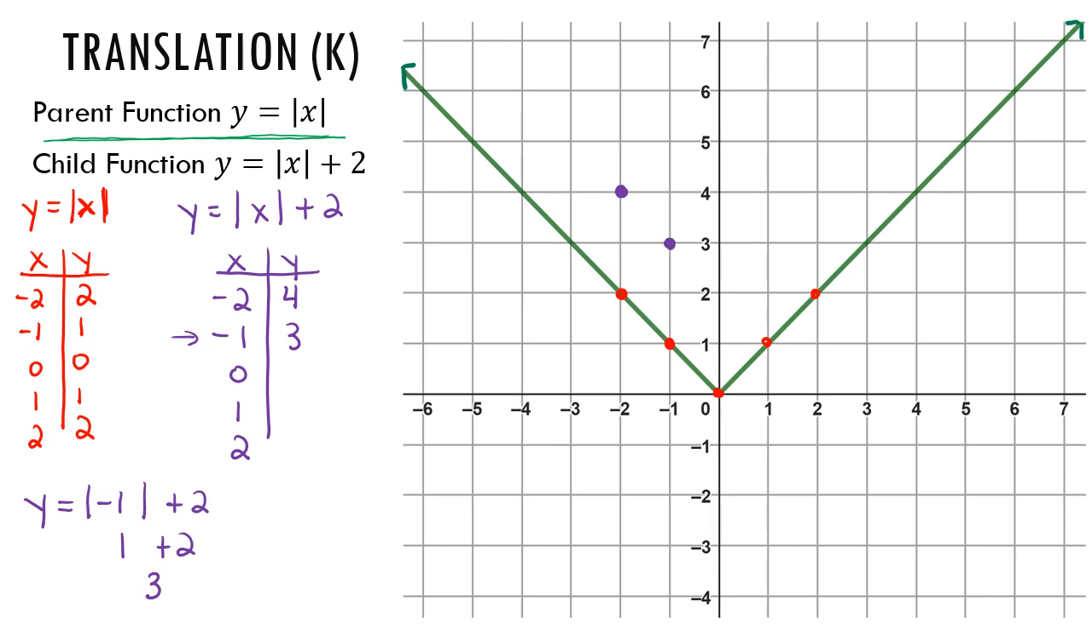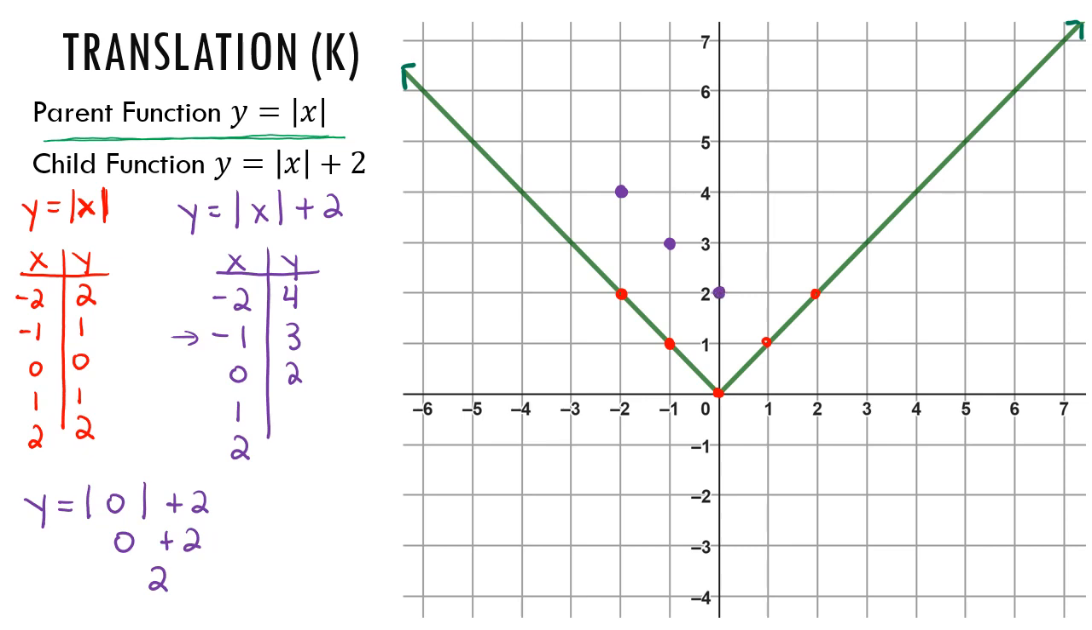You might start to notice what's happening on our graph, the location of the points in comparison to the parent function. I'm now going to plug a 0 into the absolute value. The absolute value of 0 is 0, but we add the 2. And so the y value is 2.